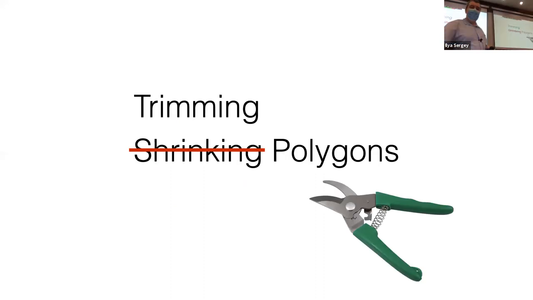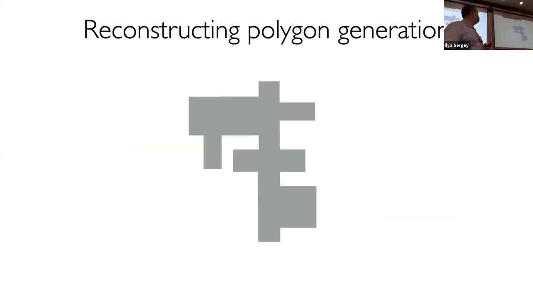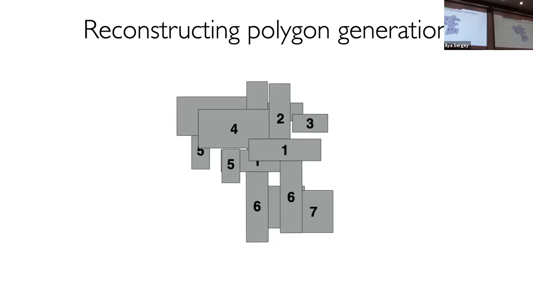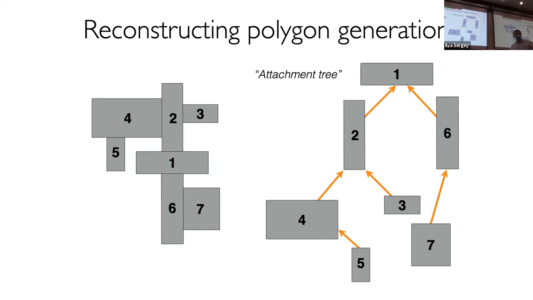Yes, so how do we shrink the polygons? What we essentially need to do is, when we create this polygon, maintain a little bit more structure than just the shape of it. Specifically, we need to maintain the order in which we attached all these polygons. So the seed went first, and then the second, the third, the fourth, et cetera. Now, if we see which polygons required which ones in order to be attached and form a contiguous shape, that relation will form a tree.